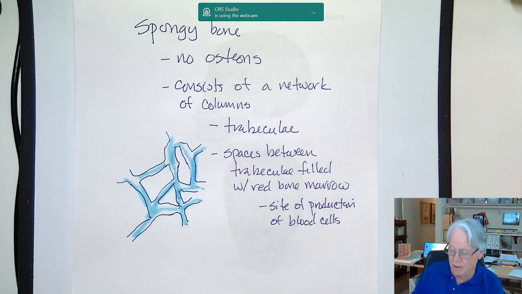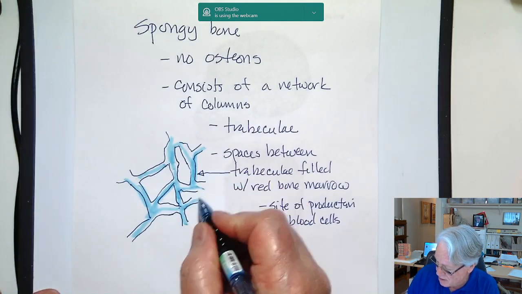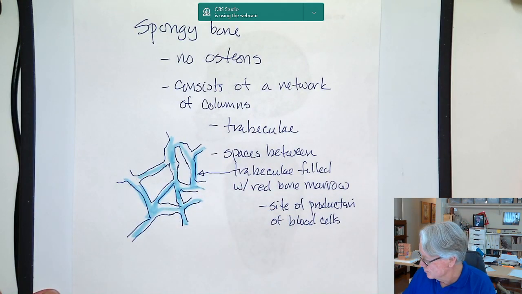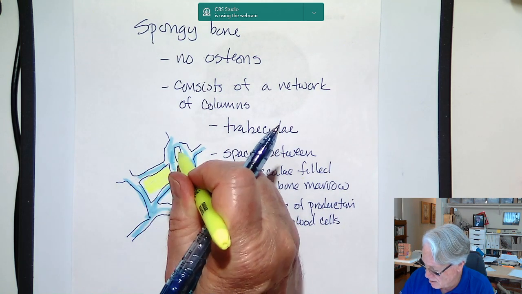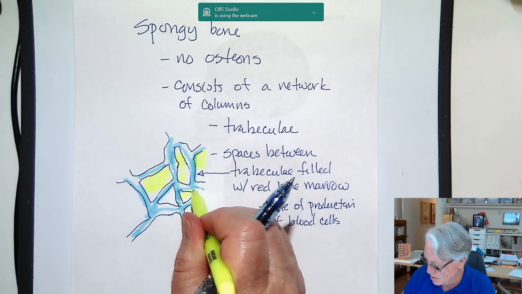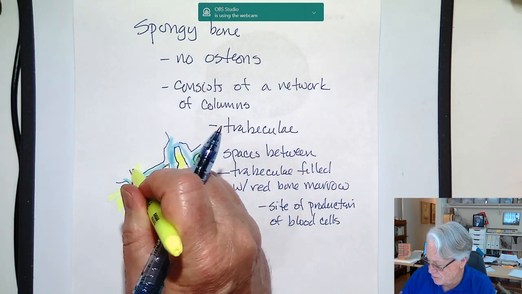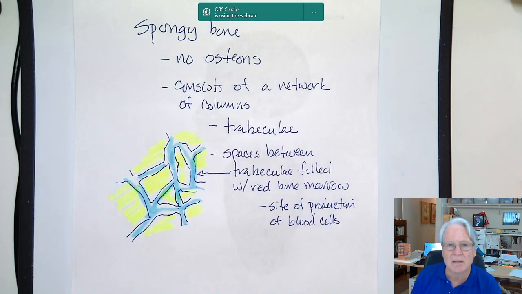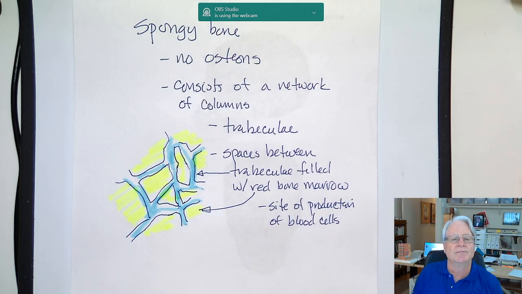So this is my trabeculae here, these structures right here. And in this space right here, I'll fill it in with yellow. The spaces between it, that's where my red bone marrow is located. So this is my red bone marrow. Okay. So we get something along these lines.